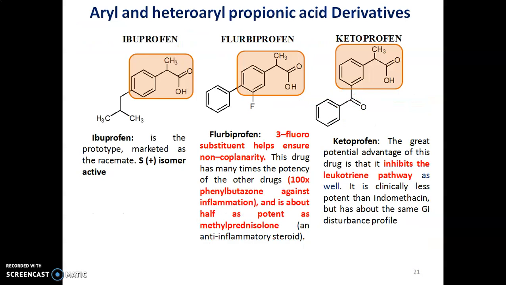The next class is aryl and heteroaryl propionic acid derivative. Example is ibuprofen, flurbiprofen and ketoprofen. Ibuprofen is the prototype drug of this class whose S isomer is active. In flurbiprofen, there is presence of 3-fluoro substituent which ensures the non-coplanarity, whereas in ketoprofen, the advantage of this drug is that it inhibits leukotriene pathway.